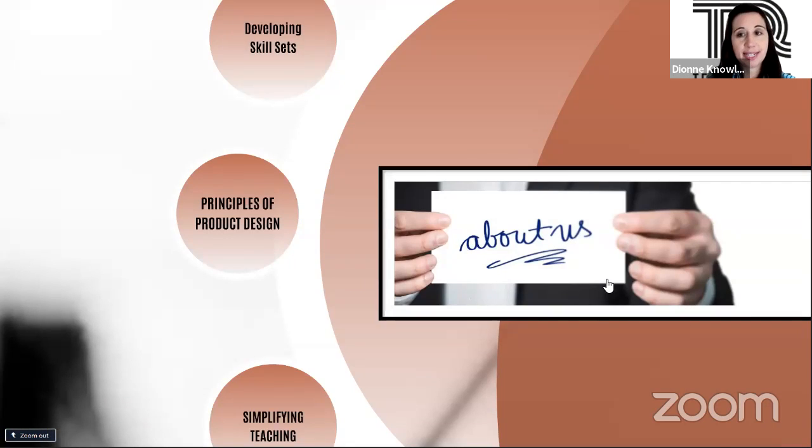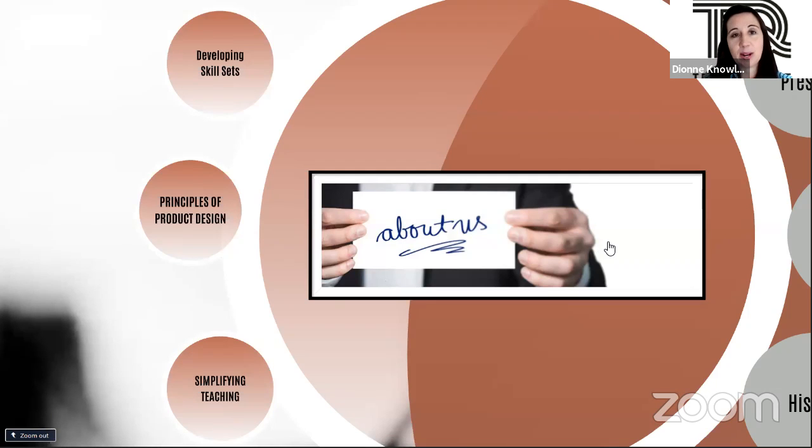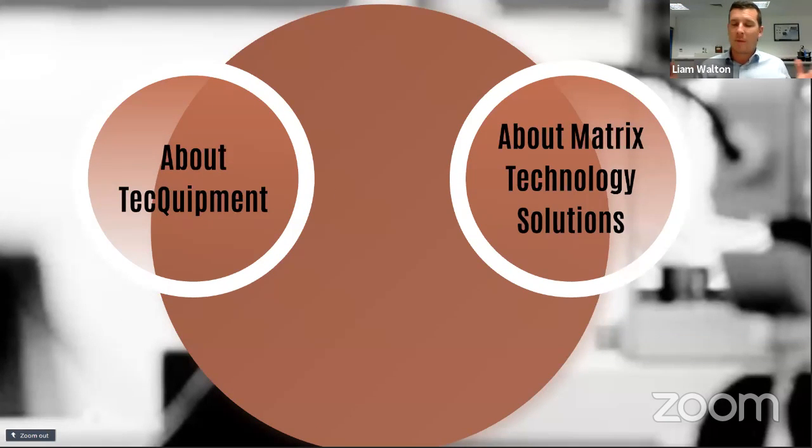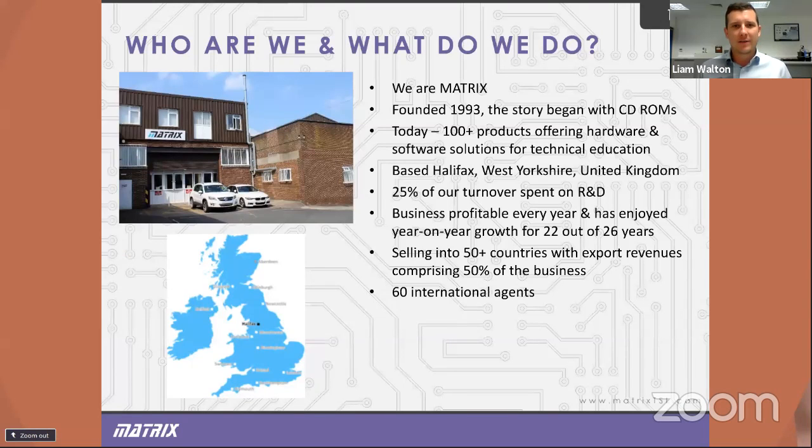At this point, I'm going to hand over to Liam, who can tell us more about Matrix. Thanks, Dion. That's great. Okay, so we are Matrix Technology Solutions. We are a small company based in the United Kingdom as well, not too far from TecQuipment. We're a little bit further north in England, in a town called Halifax in West Yorkshire, just about 30 miles away from Manchester.